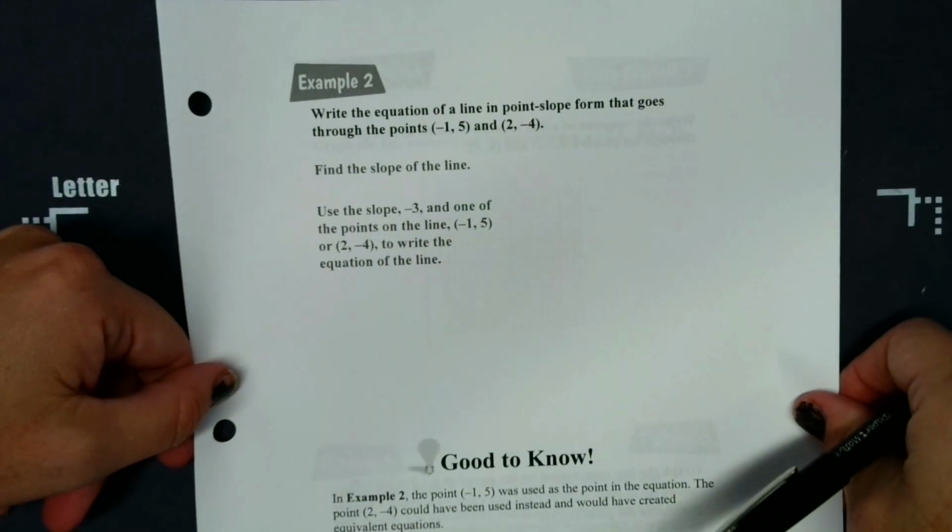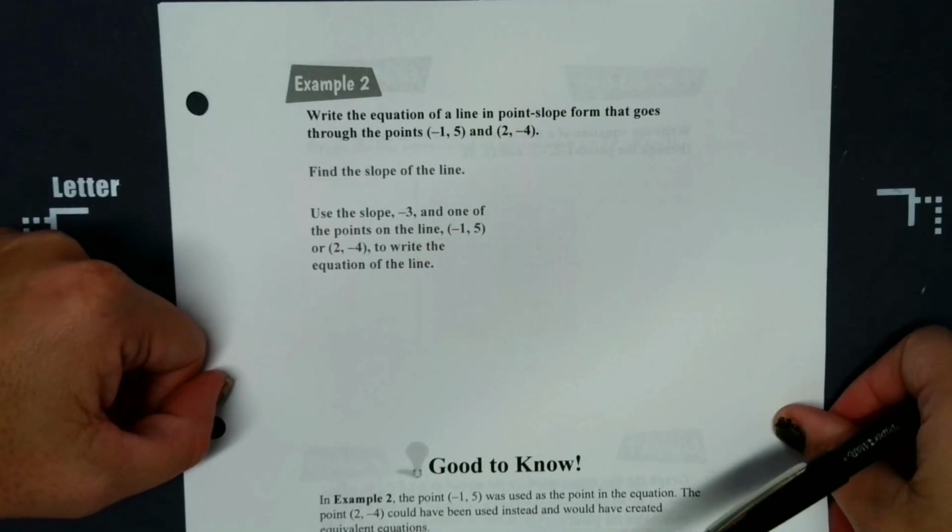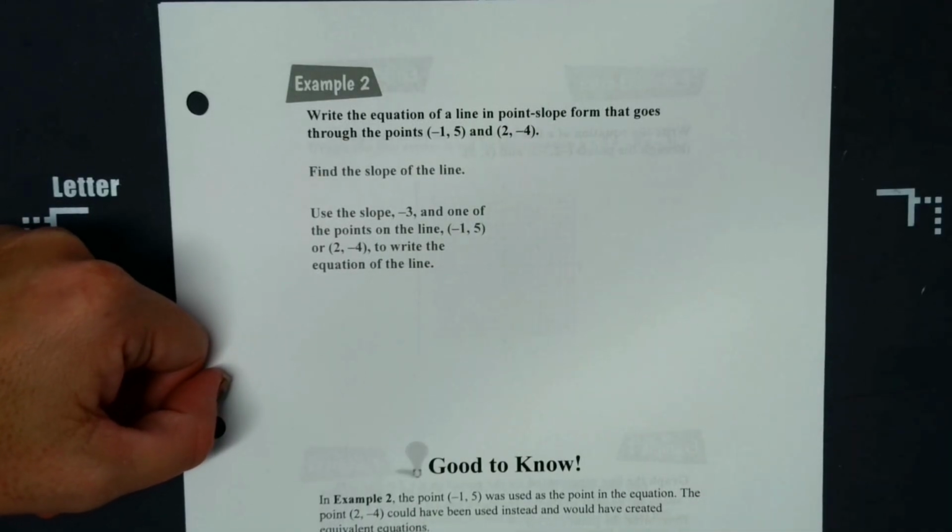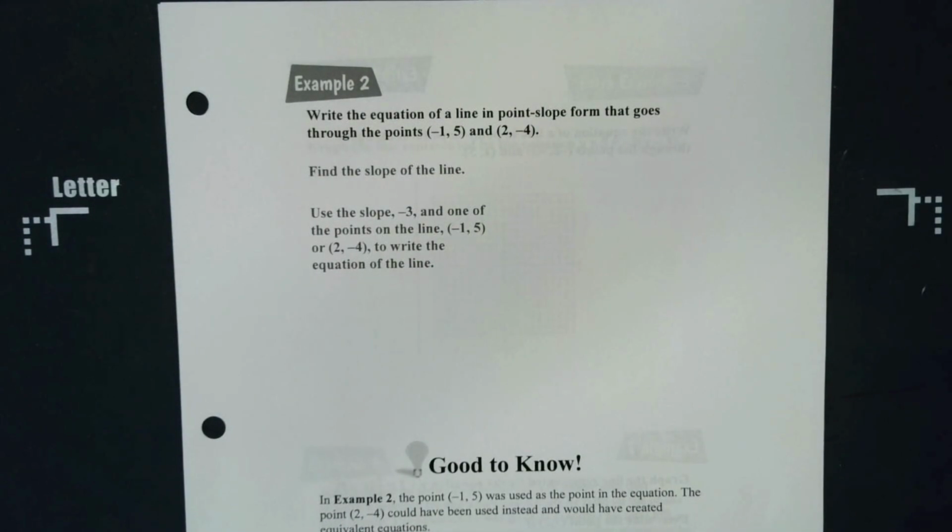Now, like always, can we ever just leave things that simple? No. Look at this problem we were given here. Write the equation of a line in point-slope form that goes through the points (-1, 5) and (2, -4). Okay? What did they not give us this time? The slope. Do we know how to find slope when given 2 points?